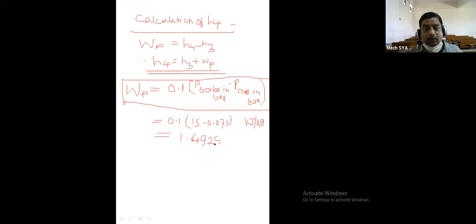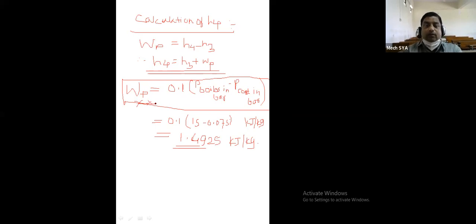1.4925 kilojoule per kg. This is the W pump. Everybody understood how to calculate this? This formula you have to remember, so I will mark it with a star. Make it in your notebook also, in the top margin. Everywhere you have to use this formula.